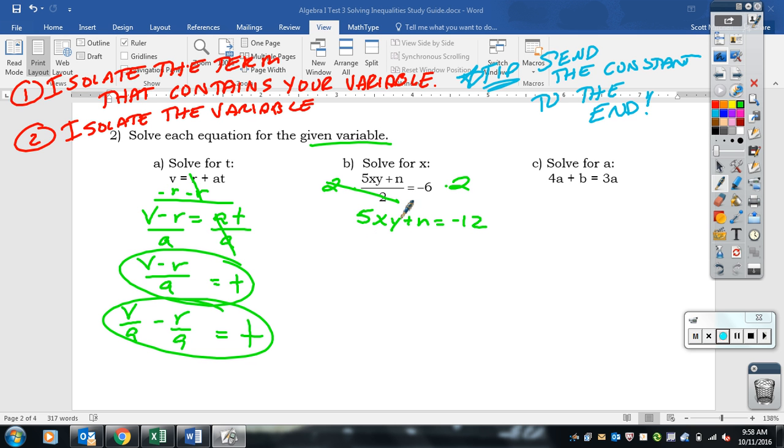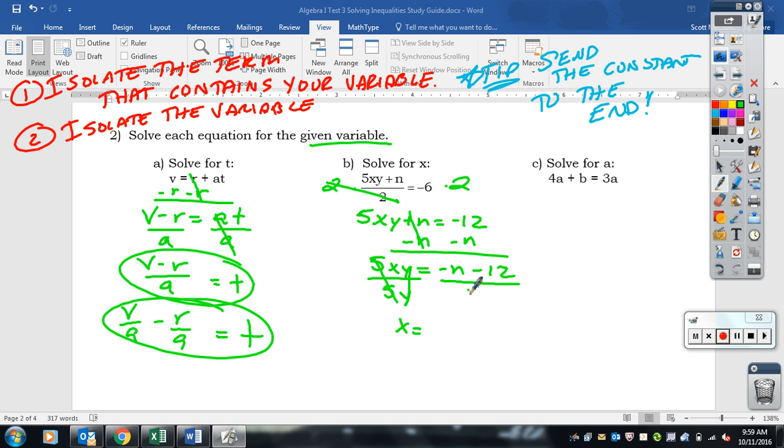Now I have two separated terms. This is the term that contains my variable, minus n. 5xy equals, send the constant to the other side, negative n minus 12. This looks confusing, but it's really not so bad. I have the x, which I'm trying to solve for, and I have 5 and y on either side of it. So since it's all multiplication, let me just divide by 5y. That cancels that out, that cancels that out. I have just x left over.